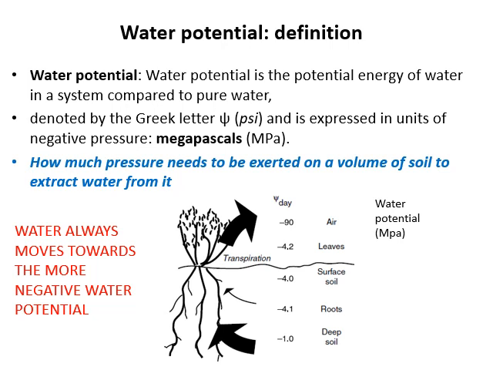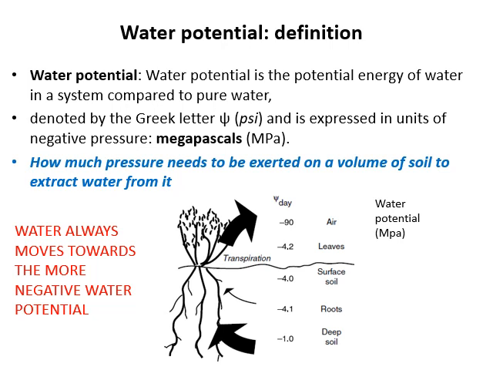You measured this and quantified it and did a graph of it in your prac, but now we're going to just try understand it a little more in the context of plant water use. Water potential is denoted by the Greek letter psi, and it's expressed in units of negative pressure, so negative megapascals. Essentially, what you're measuring when you're measuring water potential is how much pressure you need to exert on a volume of soil to extract water from it.